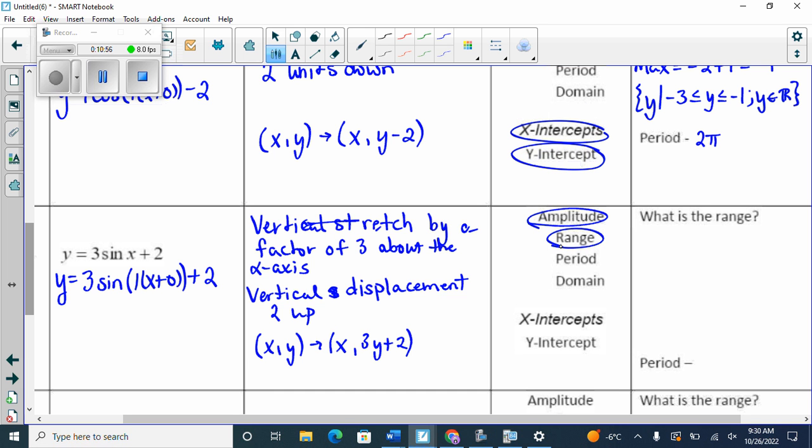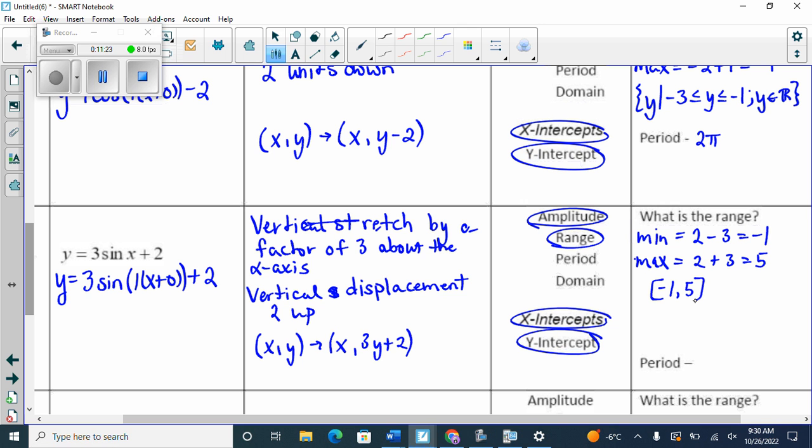Nope, no horizontal stretch. Domain? Nope. X-intercept, y-intercept? Yeah. So what's my range? My minimum is going to be d minus my amplitude, which is -1. And then my maximum is going to be d plus my amplitude, which is 5. And so I get -1 and 5.